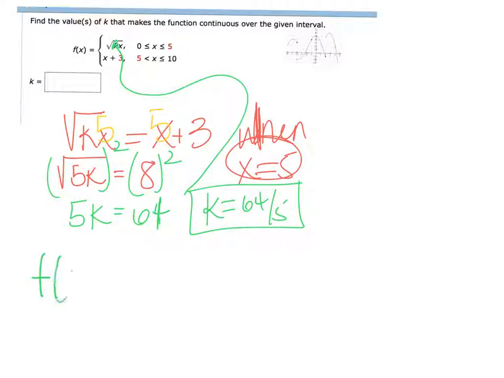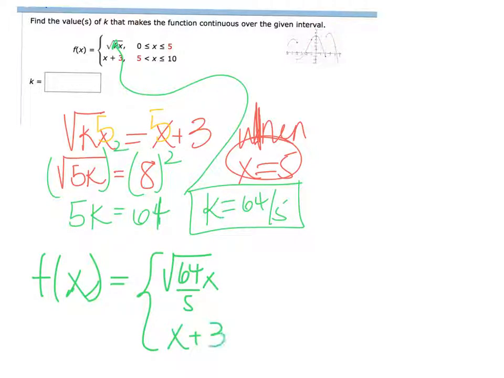So f of 5 is equal to the square root of 64 over 5x. Hold on, I messed up here. Let's write our function now that we know k. Let's actually write what the function is. The square root of 64 over 5x from 0 less than or equal to x less than or equal to 5, and x plus 3 from 5 less than x less than or equal to 10.